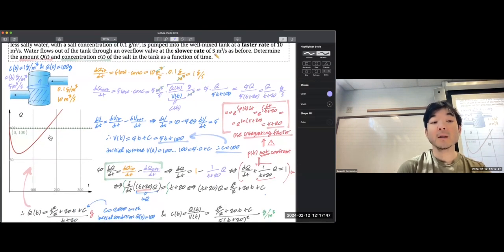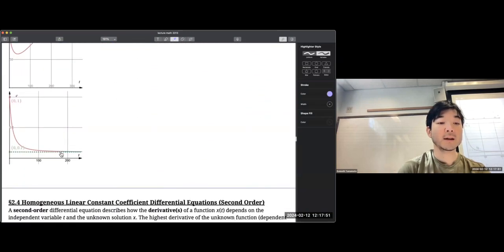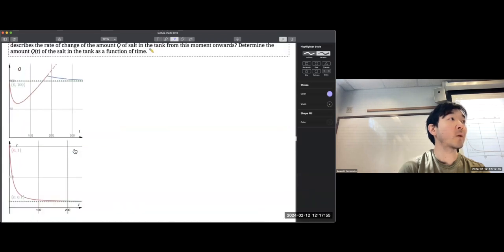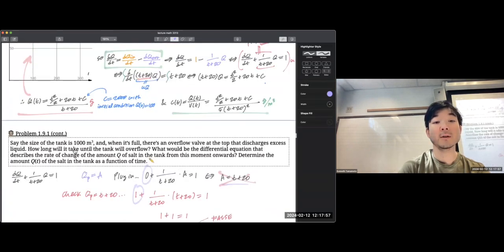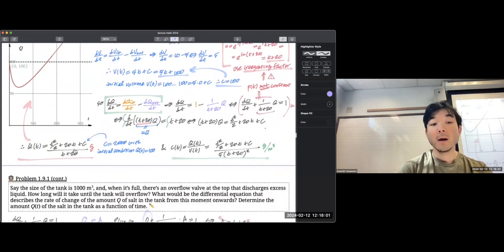So that's the concentration graph, which I didn't do, but it'll look kind of like this. It's just going to get diluted. Even though there's a lot more liquid in there, it's just going to plateau to a concentration of 0.1.